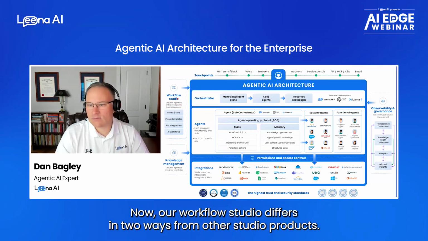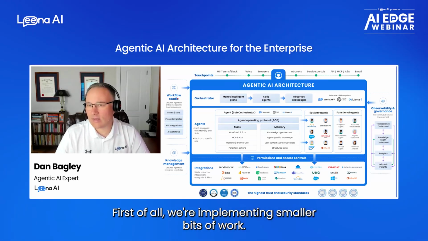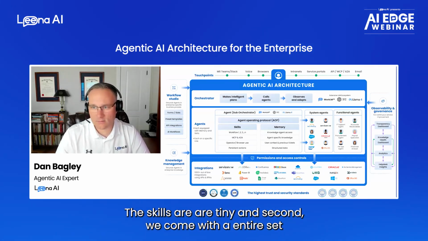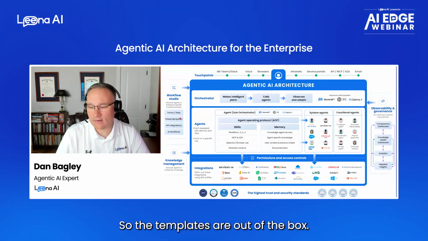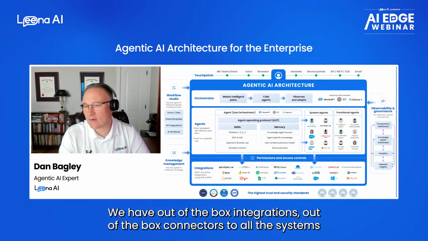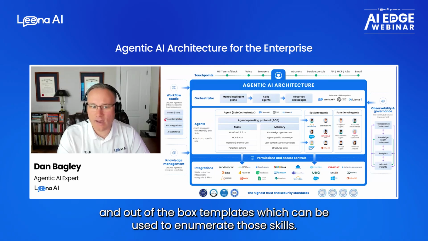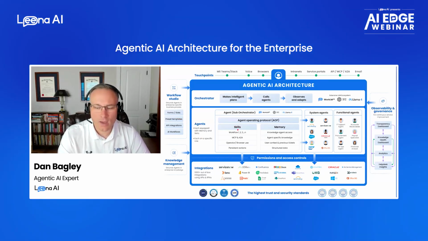Now, our Workflow Studio differs in two ways from other Studio products. First of all, we're implementing smaller bits of work. The skills are tiny. And second, we come with an entire set of pre-built templates. So the templates are out of the box. We have out of the box integrations, out of the box connectors to all of these systems, and out of the box templates, which can be used to enumerate those skills.